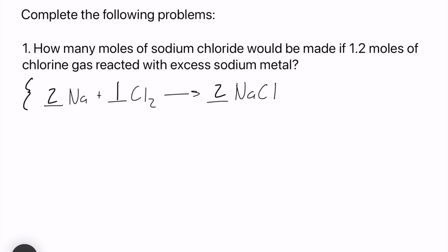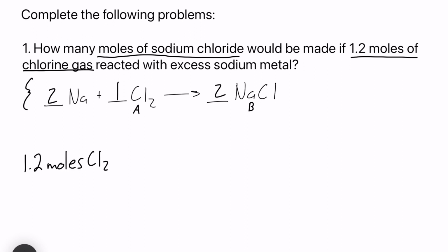So let's underline some things that we're looking for here. It looks like this question wants us to find moles of sodium chloride, and we are given 1.2 moles of chlorine gas. So I'm going to label this as my A substance and sodium chloride as my B substance. So let's go ahead and start with exactly what we know. So we know 1.2 moles of chlorine gas. So I'm going to go ahead and write that down.